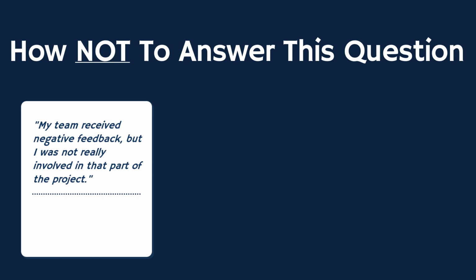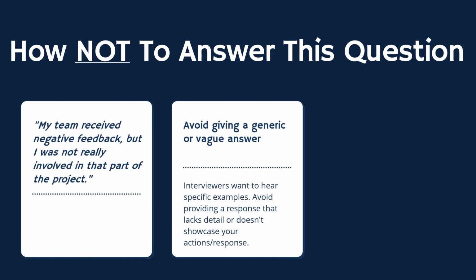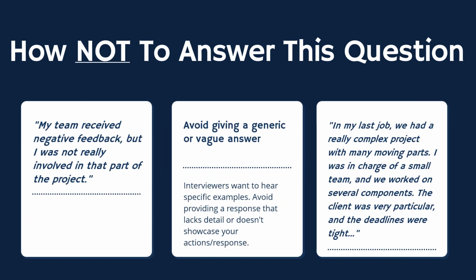Which leads us directly into the second thing you should not do when answering this question, which is to give a vague or a generic answer. The question includes the phrase, tell me about a time. This means that interviewers want to hear specific examples. Avoid providing a response that isn't based on an actual experience or one that lacks detail and doesn't showcase your own actions. And number 3, things that you should not do when answering this question.